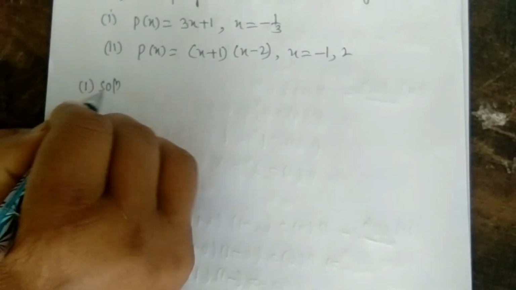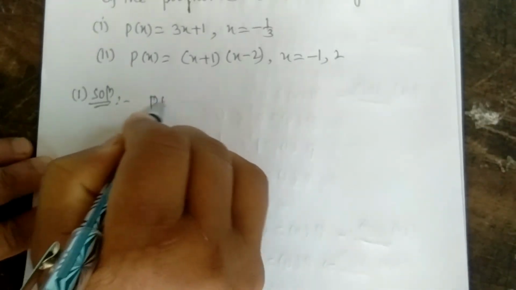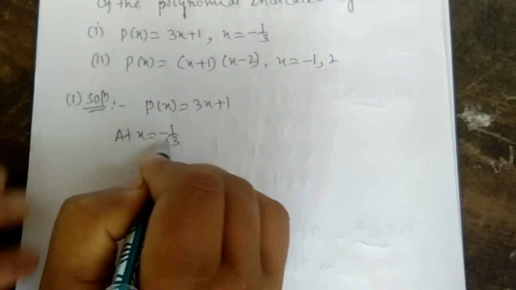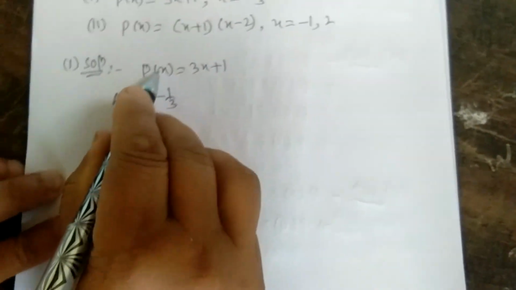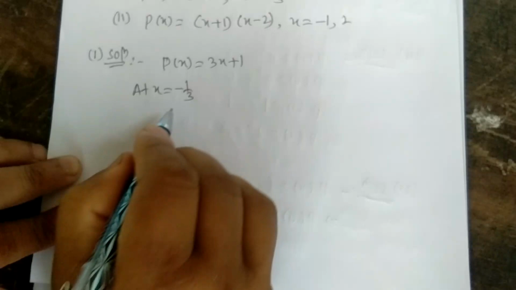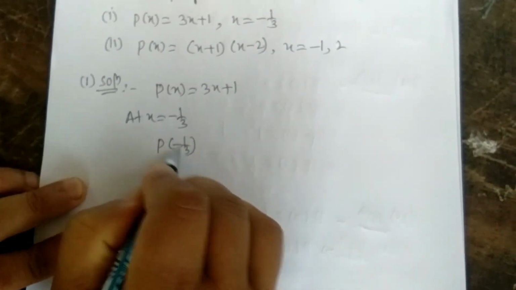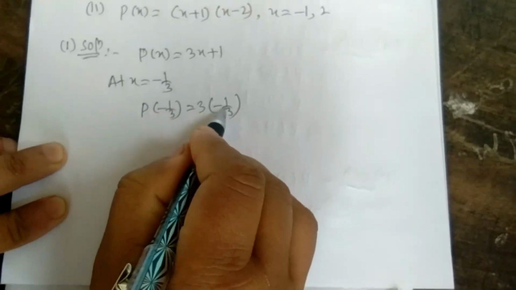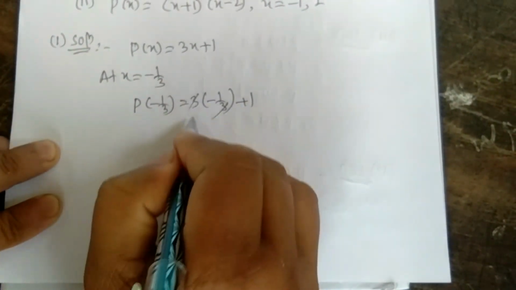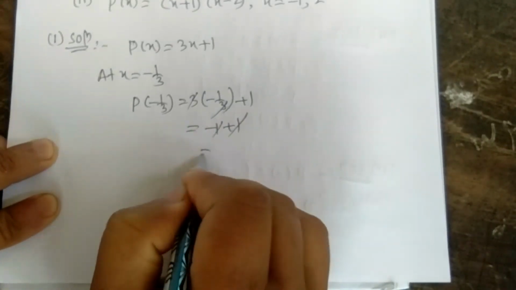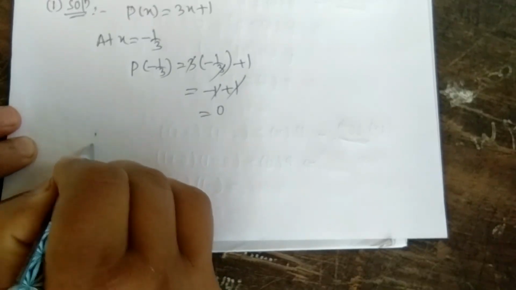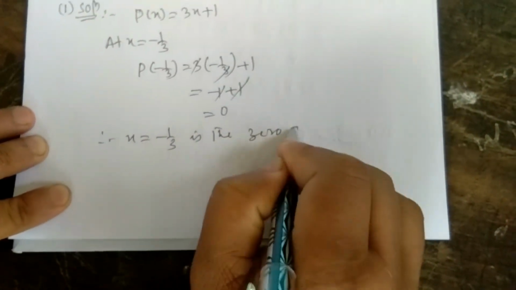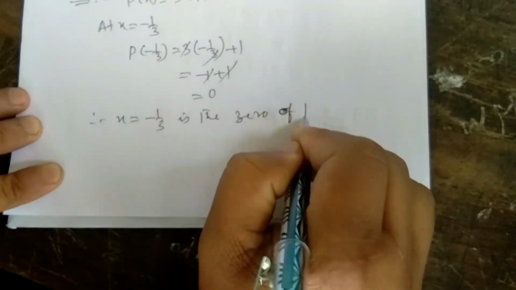Number 1, solution. p(x) equal to 3x plus 1 at x equal to minus 1 by 3. So in place of x you put minus 1 by 3 and check whether you will get 0 or not. So put directly in place of x minus 1 by 3. 3 into minus 1 by 3 plus 1. This 3 cancels, minus 1 plus 1, positive, negative, 0. So it is 0. So we write like this: therefore, x equal to minus 1 by 3 is the zero of p(x).